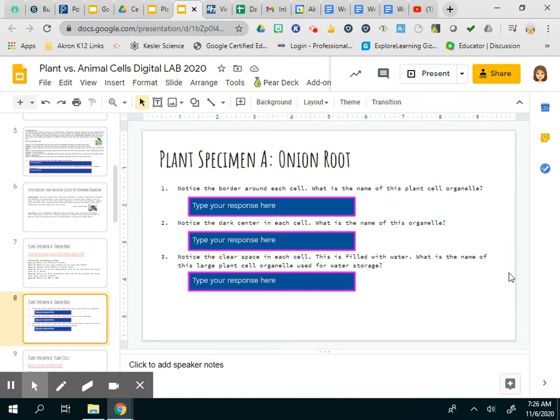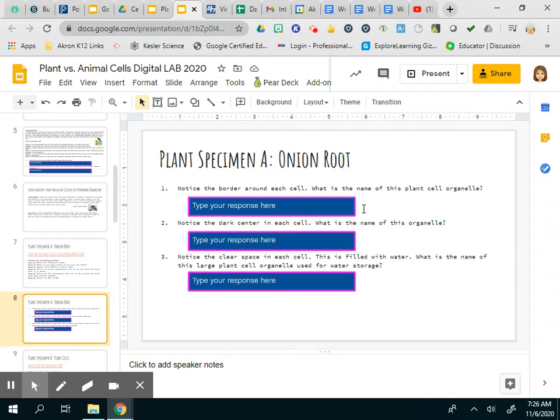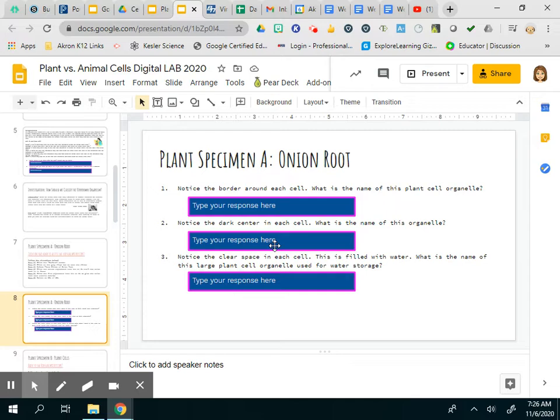Notice the border around each cell. What is the name of this plant cell organelle? So you can see this blue outline, that's the border they're talking about. You're going to answer that question. Notice the dark center in each cell. What is the name of this organelle? So you can see this purple blob is what they're talking about. You're going to give that its name.